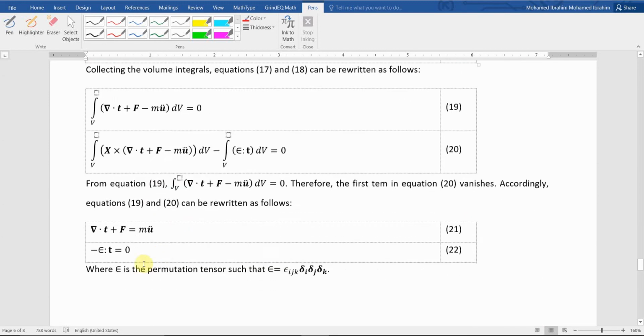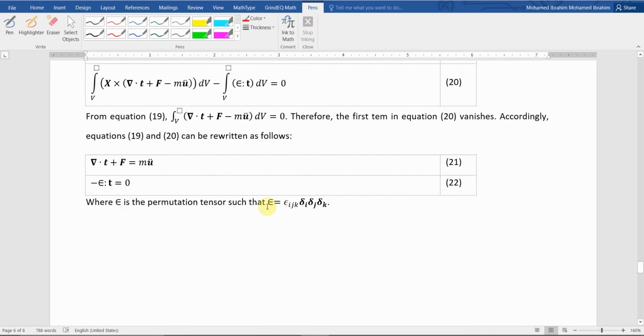These are the equations again. We end up with these two equations here. Make sense? So where epsilon again, this is the permutation tensor, where epsilon is epsilon i j k, delta i, delta j, delta k.